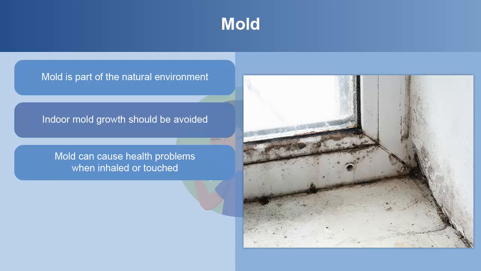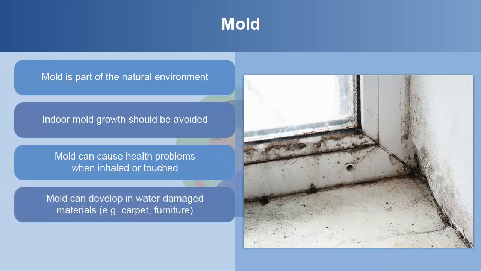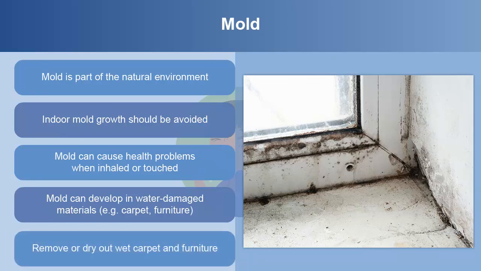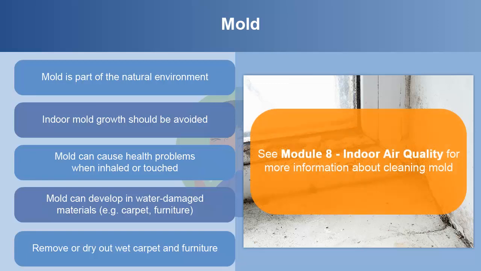Mold may begin growing indoors when the mold spores land on surfaces that are wet. Mold can develop in water-damaged materials such as carpet or furniture. It's important to remove or dry out wet carpet and furniture. Module 8, Indoor Air Quality, contains additional information about how to clean mold.